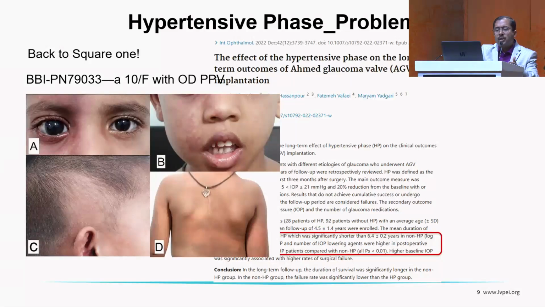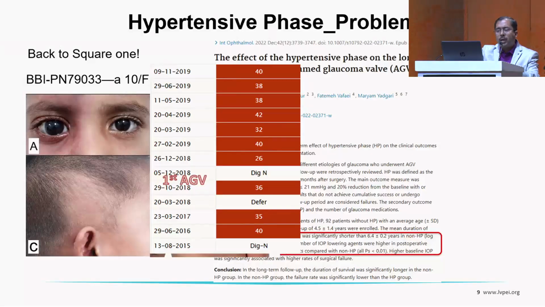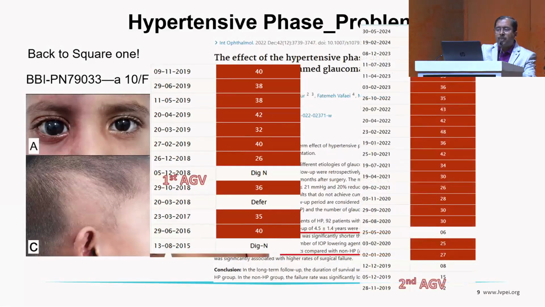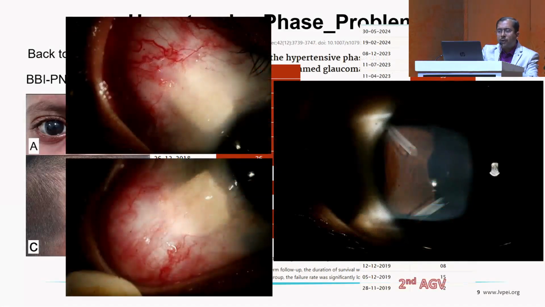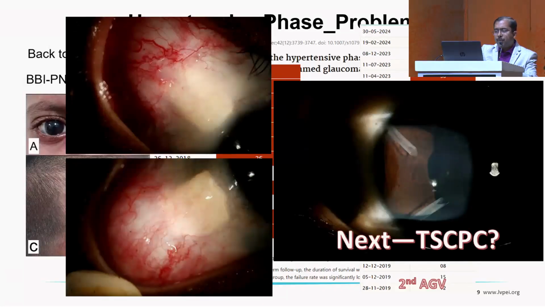Just to discuss one short case report of a 10-year-old girl with Sturge-Weber syndrome. She had a refractory hypertensive phase following 2 implants. The 2 implants were placed in the eye in the supratemporal and infratemporal quadrants, but the IOPs didn't come under control. So we are planning for a TSCVC.